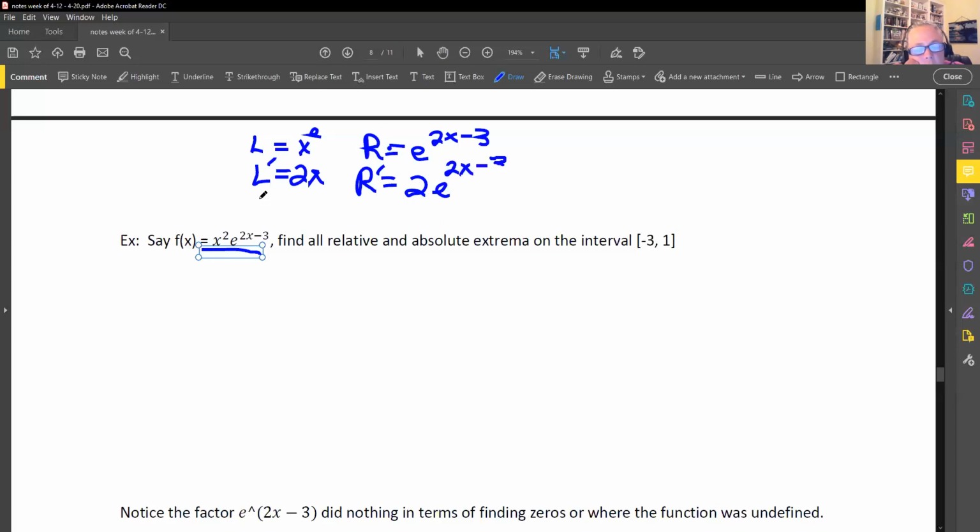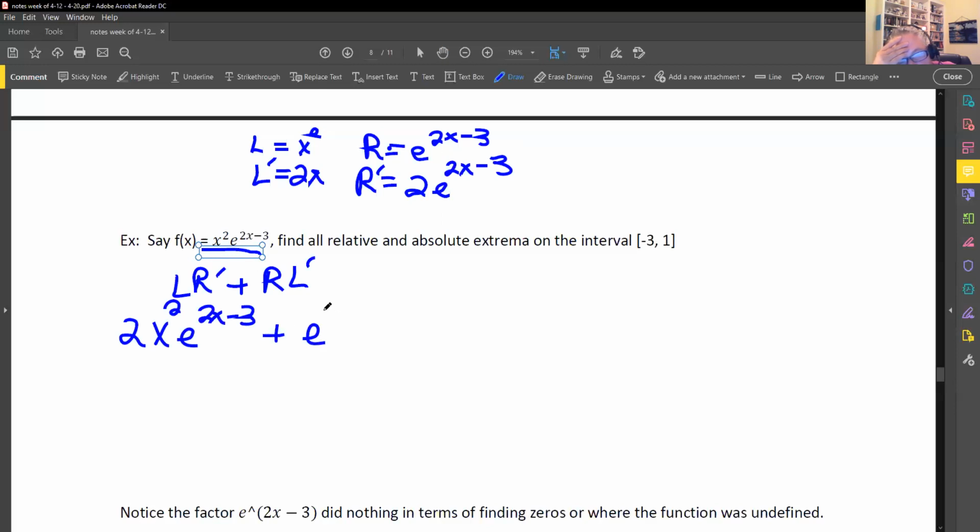So using the product rule, it's the left times the derivative of the right plus the right times the derivative of the left, right? So we're going to write that down. x squared times the right prime, which would be 2 e to the 2x minus 3, let's see, plus the right, which would be e to the 2x minus 3, and the left prime would be 2x.